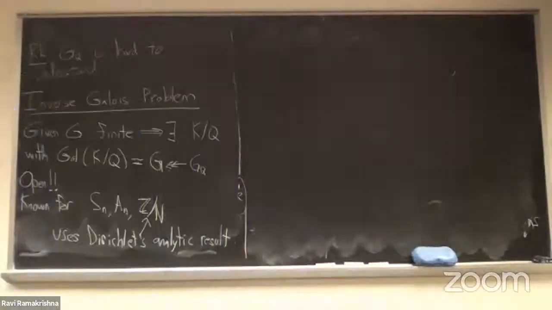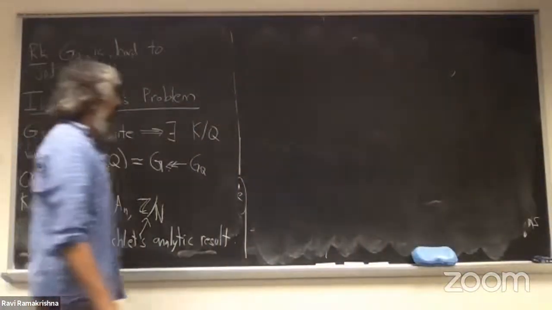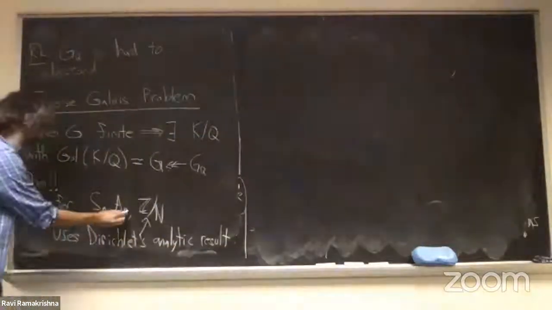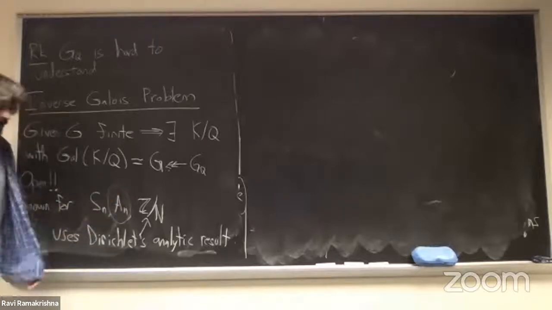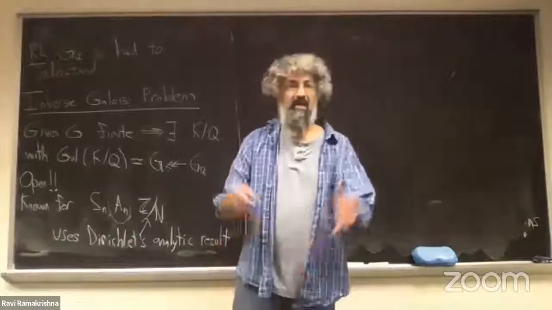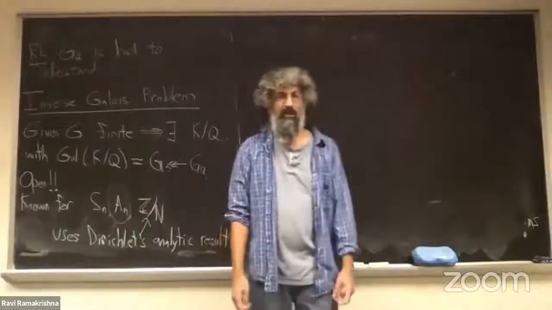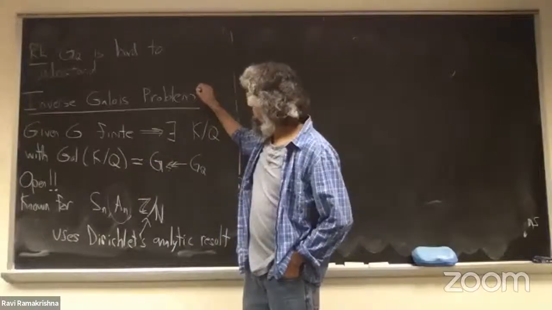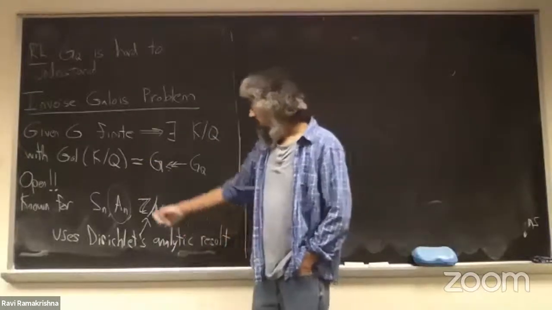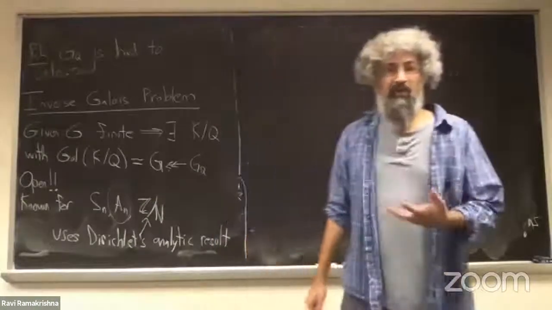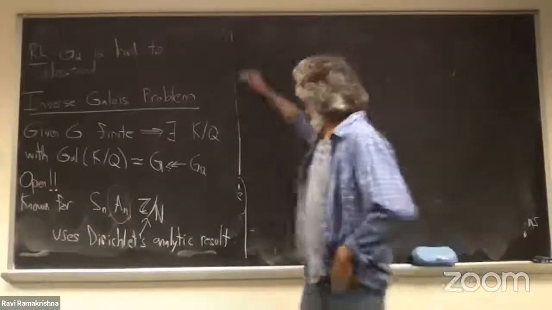Okay, but let me just sort of tell a story. I said these are simple groups. And there are classes of simple groups, right? There's a classification of finite simple groups. They live in families. There are some exceptional groups, and so on. We really do not know the inverse Galois problem for the next class of simple groups, which are the projective special linear groups.